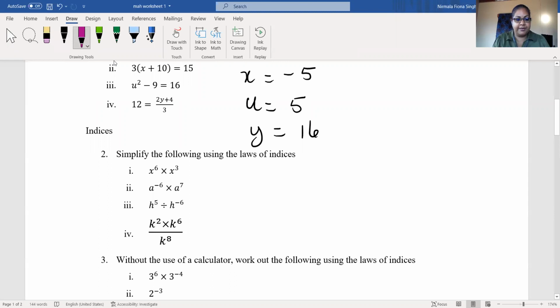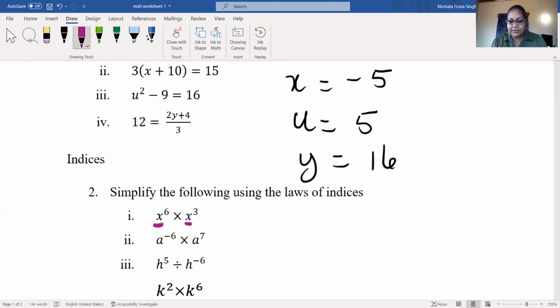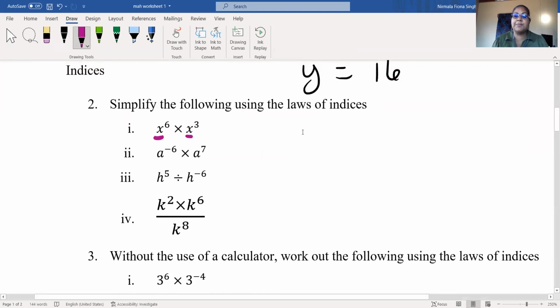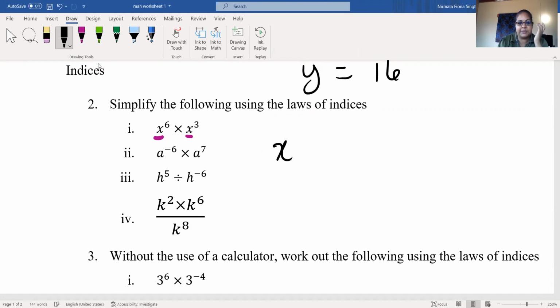So let's see. Of course, when our bases are the same, this is when we can apply the rules of indices. And sometimes we have to make our bases the same. So I have here x to the 6 multiplied by x cubed. Since the base is the same and I multiply, it's going to be x to the power 6 plus 3, and I'm going to get x to the 9. Next one, part 2.